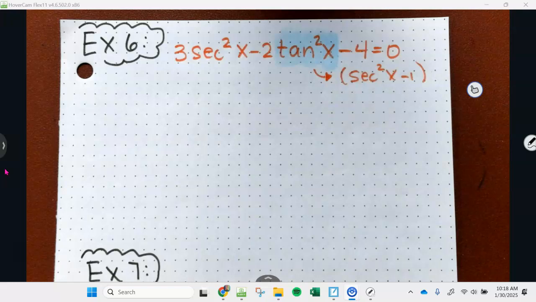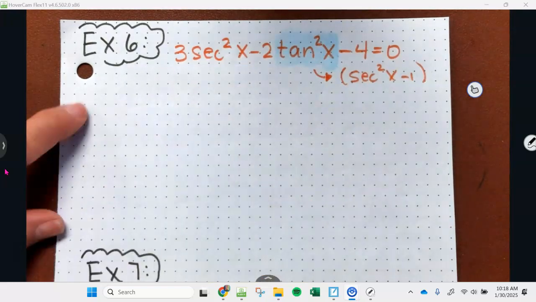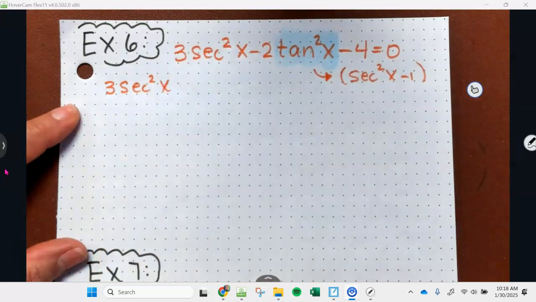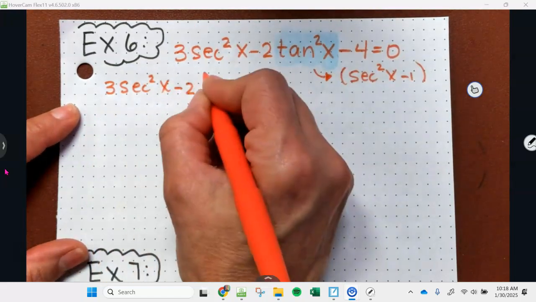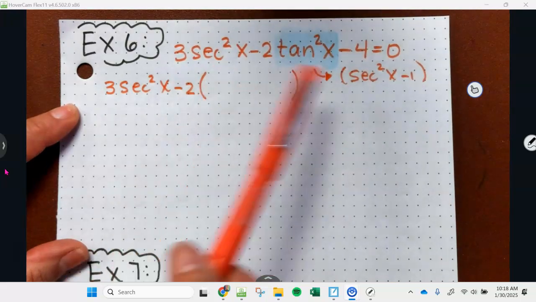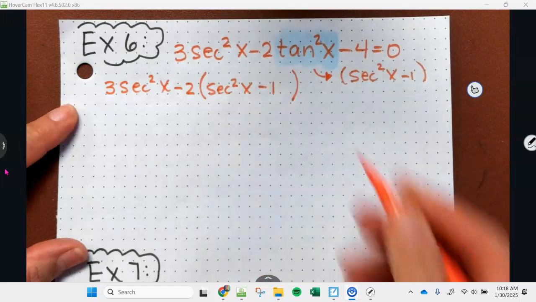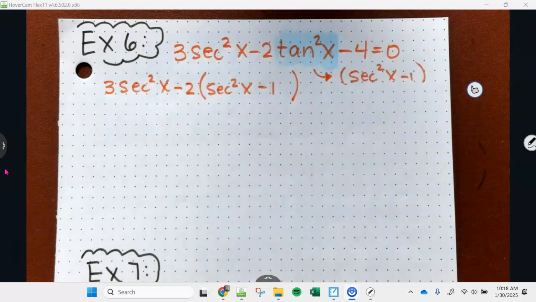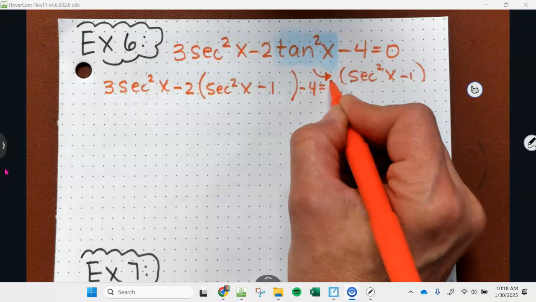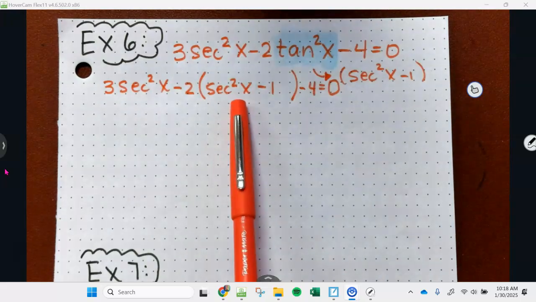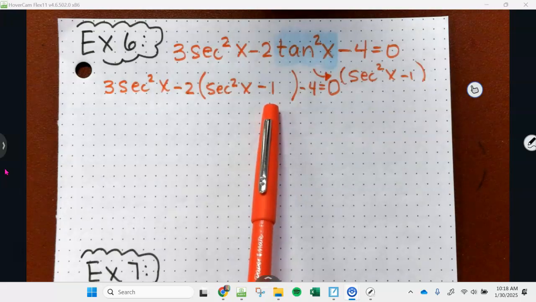All right, here we go. So I'm going to recopy the front. I'm not messing with the front. So 3 secant squared x, even the minus 2, and then boom. Right here I'm dropping in secant squared x minus 1. Then I'm going to bring down minus 4 equals 0. And y'all, we're going to have to distribute twice. You're going to have to distribute to the secant squared x and also that negative 1.